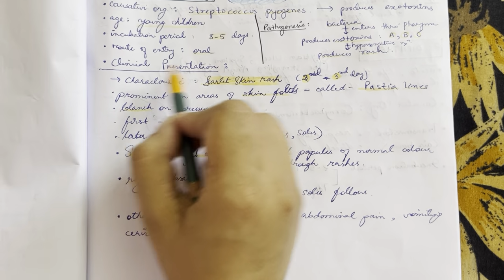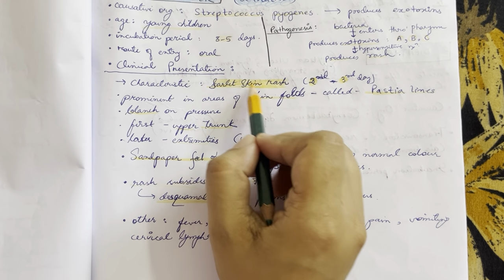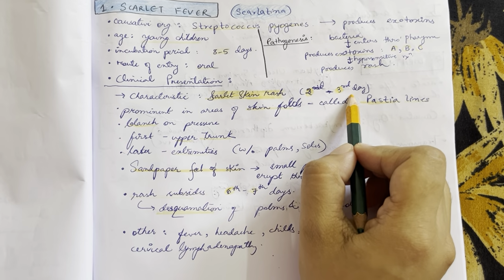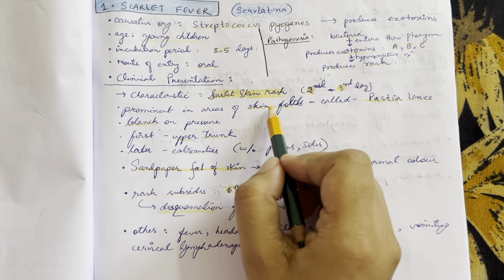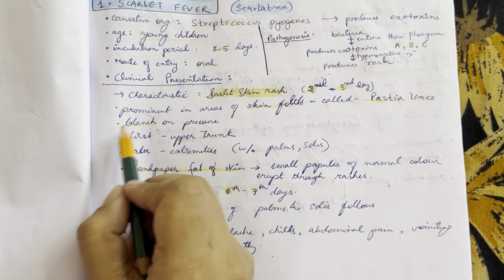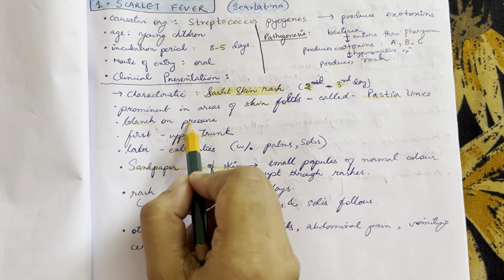The clinical presentation, very characteristic, is the scarlet skin rash. The scarlet skin rash happens around the 2nd and 3rd day and is prominent in the areas of skin folds. These areas of skin folds are called Pastia lines. It blanches on pressure.